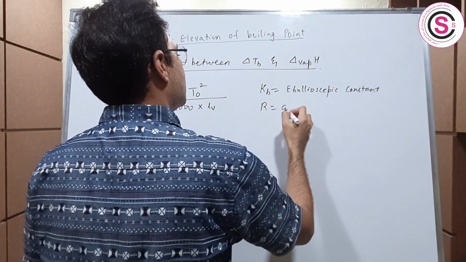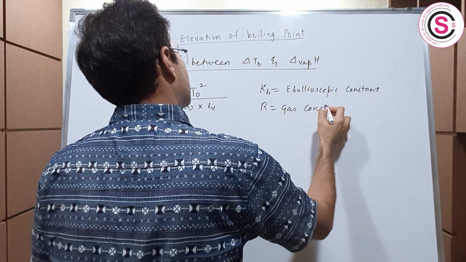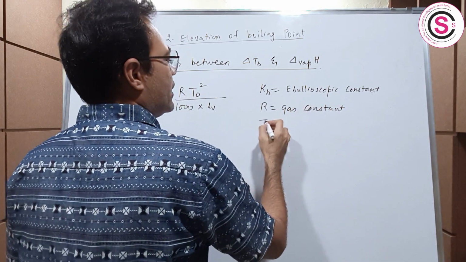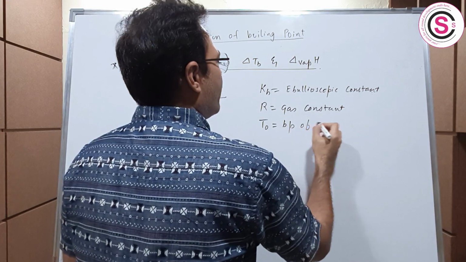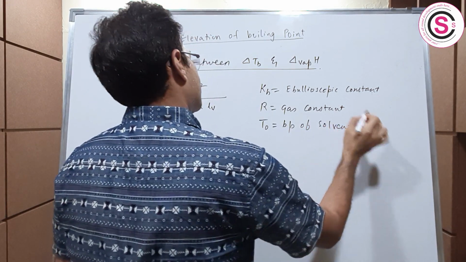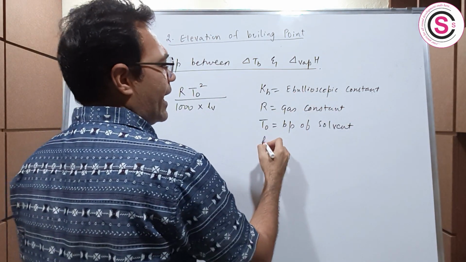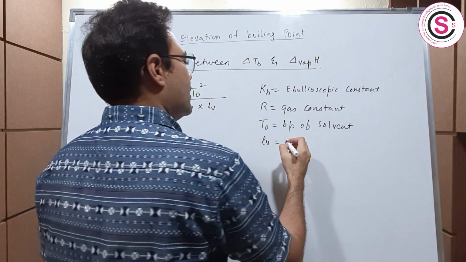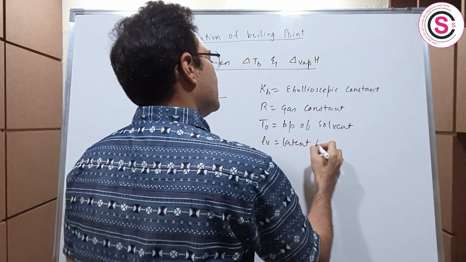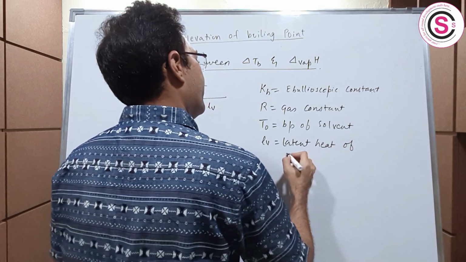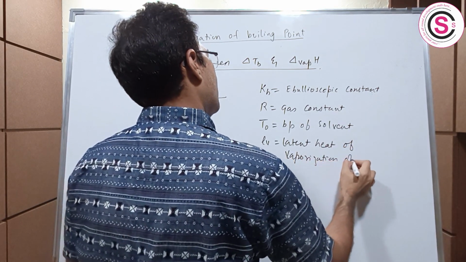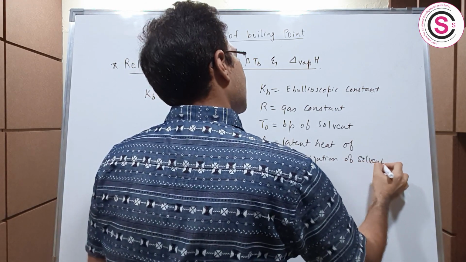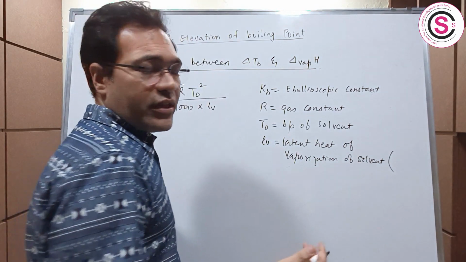R is gas constant. Correct? T0 is the boiling point of solvent. 1000 is constant, and LV is latent heat of vaporization of solvent. Correct? Now, what units can students give you?